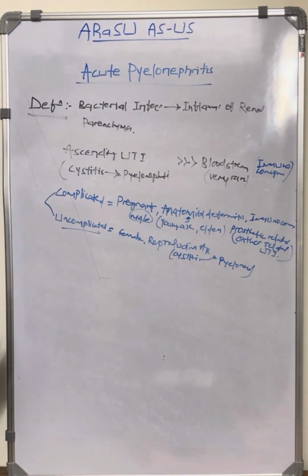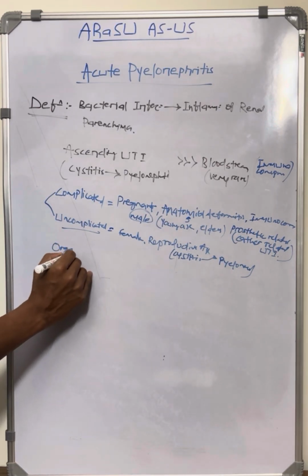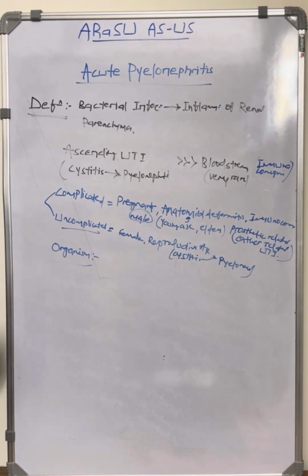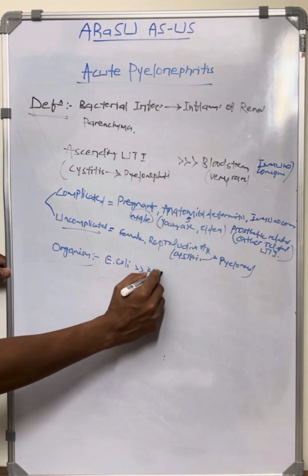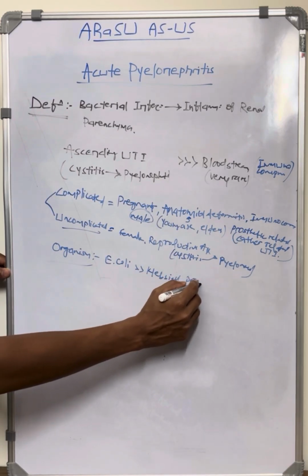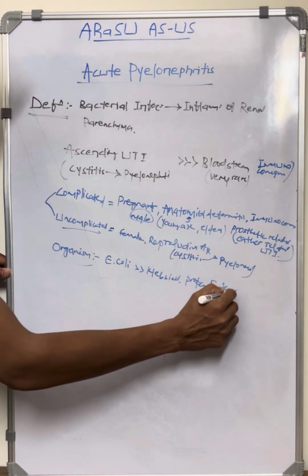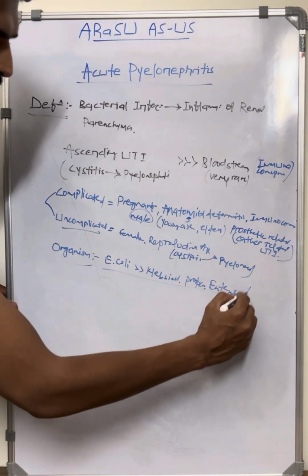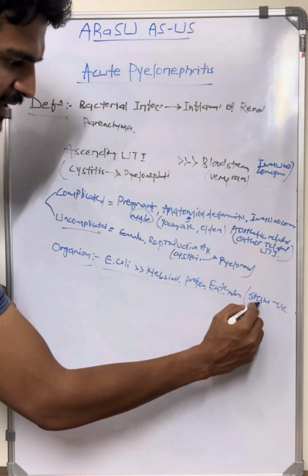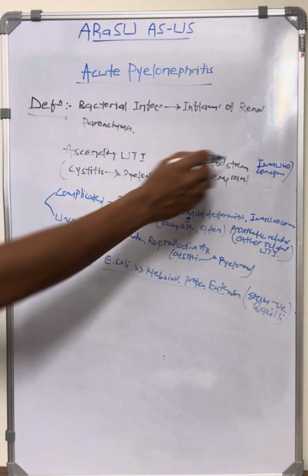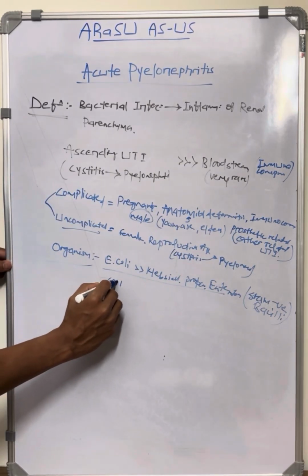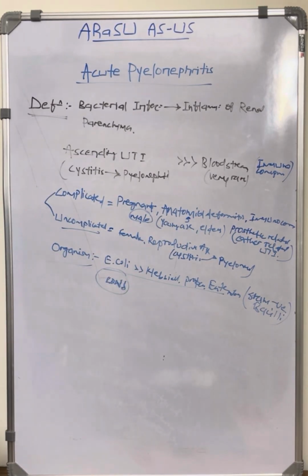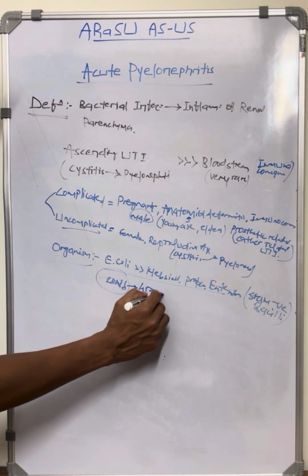Then comes the organisms, the microbes causing UTI. Most commonly it is E. coli. Other microbes are Klebsiella, Proteus, even Enterobacter. All of these are gram-negative bacilli. And one more thing I told is, suppose the infection is related to a catheter, we have to suspect CONS, that is coagulase-negative staphylococcal infection. CONS are gram positive.